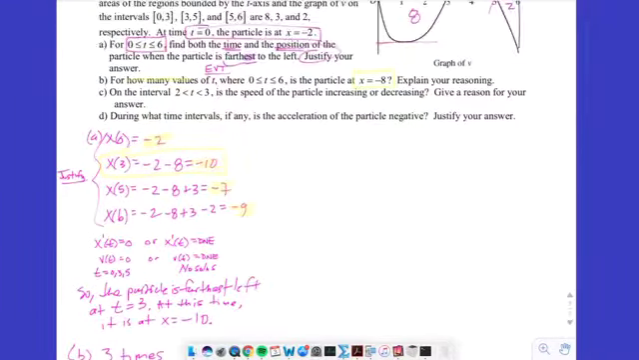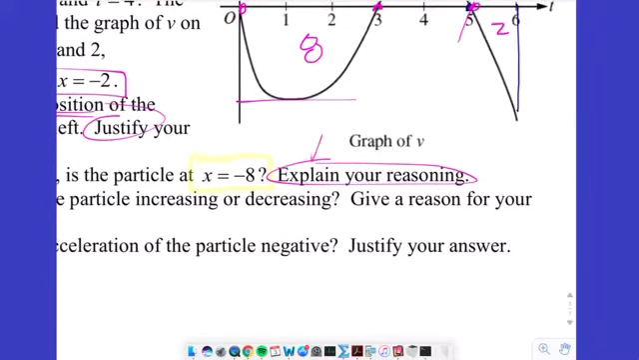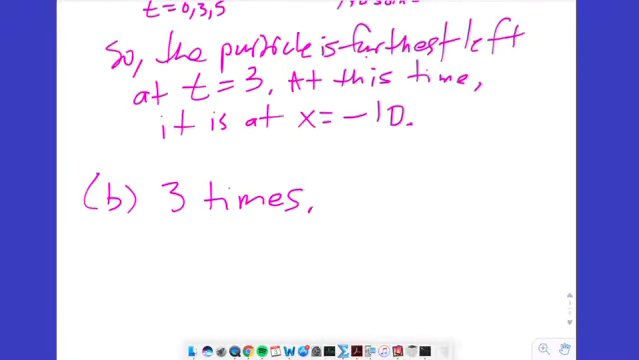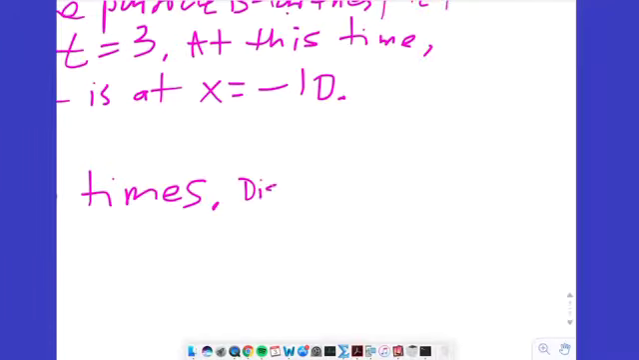Did it say to explain why or justify? It said to explain your reasoning. So if it ever says to explain rather than justify, that means feel free to use words, okay? You can actually describe how you came up with that. It could be pretty lengthy, right? The qualifications on this one is you had to discuss movement. You had to discuss motion.